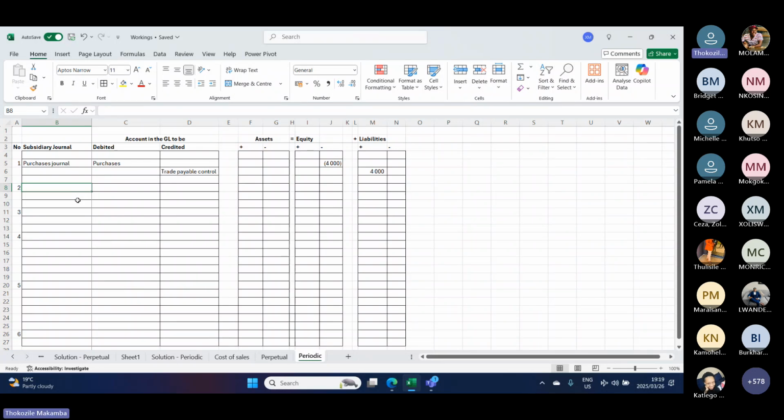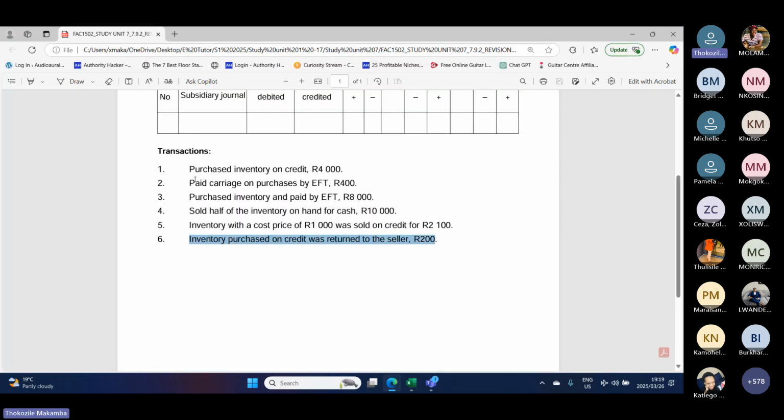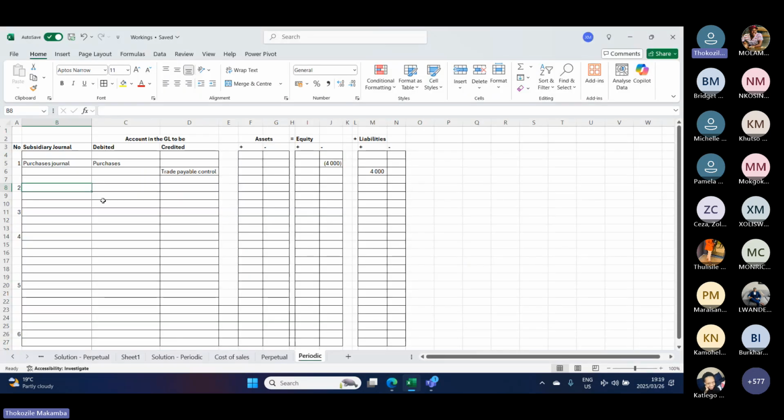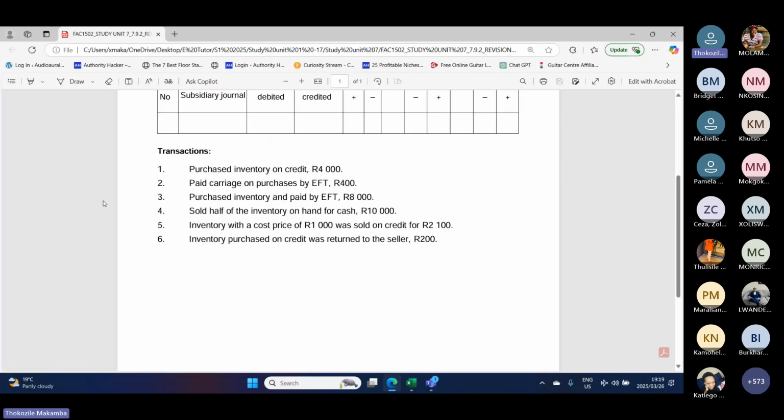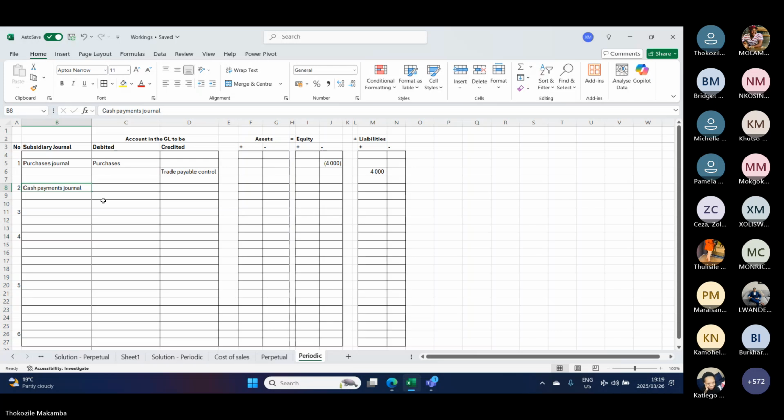Okay, cool. Then the second transaction, we paid carriage on purchases by EFT. So remember, we're still in the periodic system, so we're still recording all our inventory transactions as an expense. This time it's carriage on purchases. It's the cash payments journal. Why is it the cash payments journal? Because we paid by EFT. We should all know what an EFT is.